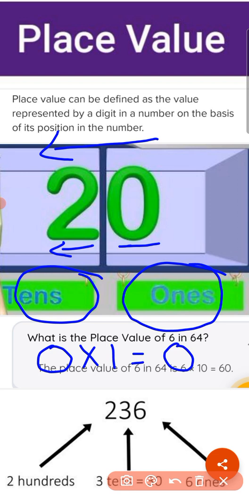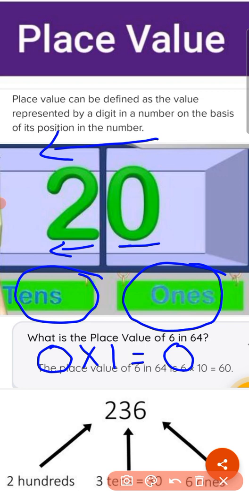Because 0 is in ones place, you should multiply that digit by 1 to get the place value. So, since 0 is in ones place, you should multiply 0 by 1. So, the place value of 0 is 0. Okay, then the next place is tens.